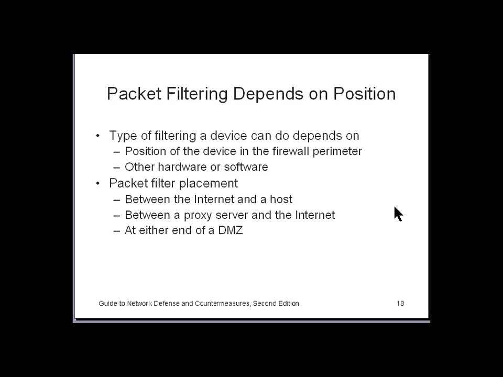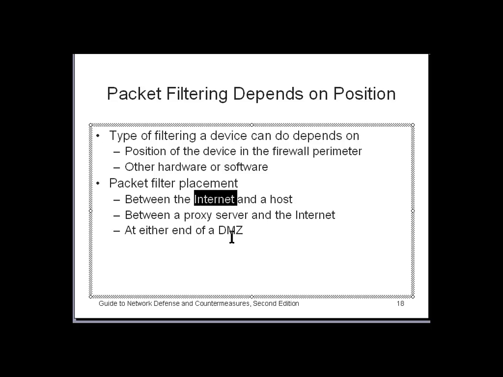So packet filtering depends upon position. The type of filtering a device can do depends on the position of the device in the firewall perimeter and other hardware or software. So you can't just stick the packet filter anywhere. It has to be strategically placed. It has to be thought about in advance in order to properly use its capabilities. So some of the places that you may want to place a packet filtering firewall include between an internet and a host.